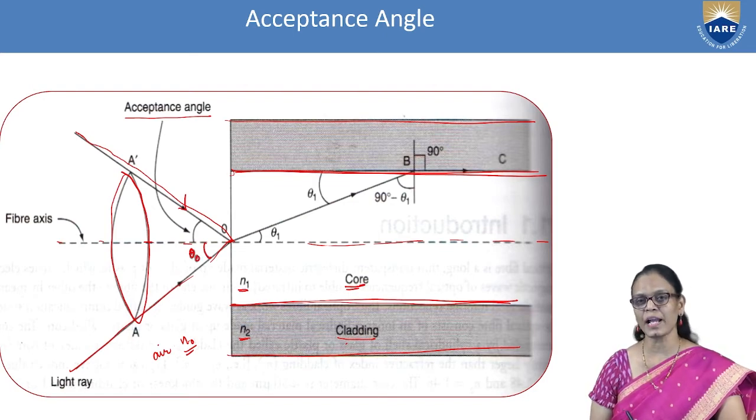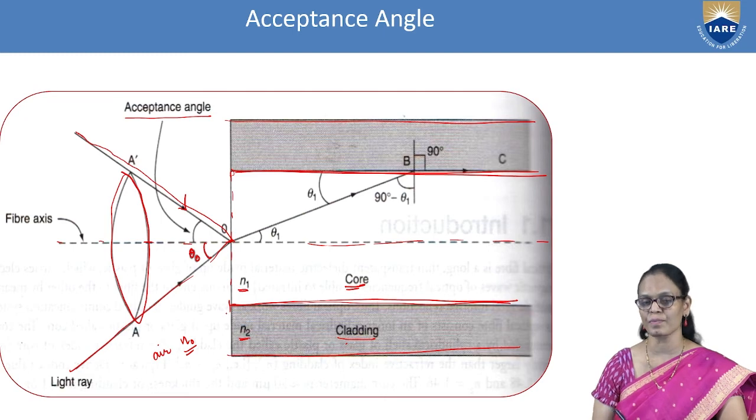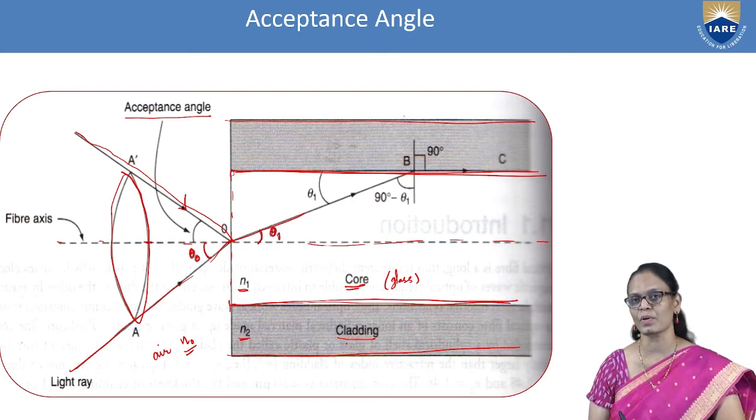Now, the light ray is coming from one medium to another medium; it is coming from air. This is the interface at which it is launched. Now it bends towards the normal because it is coming from air to core. Core is generally made up of glass, we said. So whenever it comes from a rarer medium to a denser medium, it bends towards the normal. So this is the angle of refraction. It is incident at theta naught and this is theta 1.